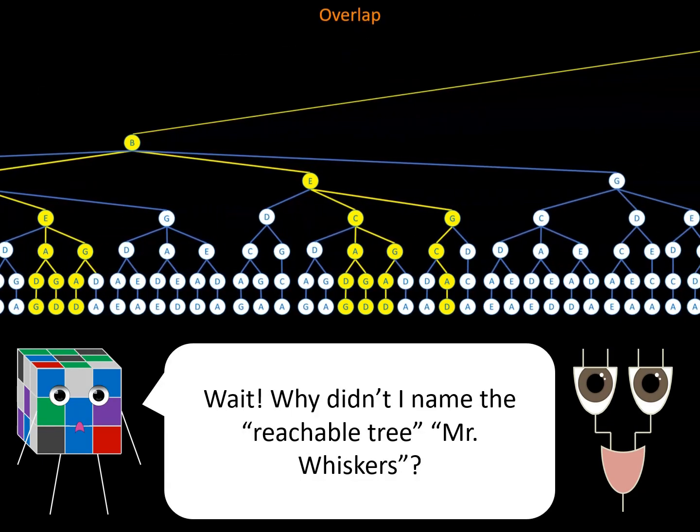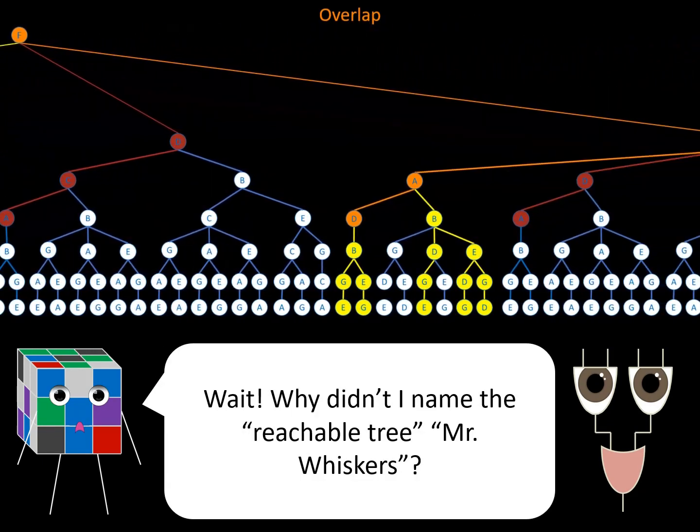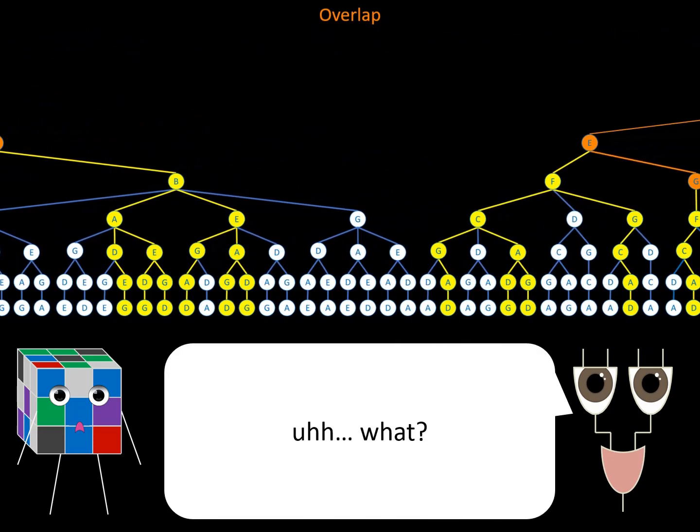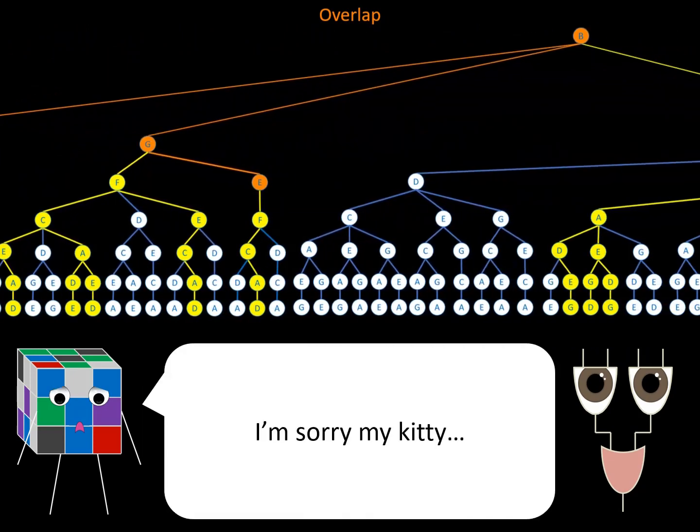Wait, why didn't I name the reachable tree Mr. Whiskers? What? I'm sorry, my kitty.